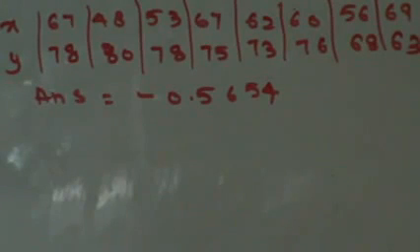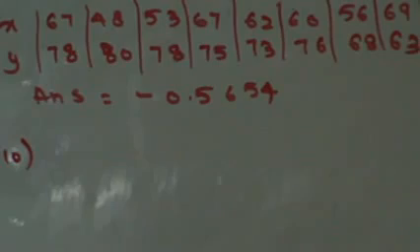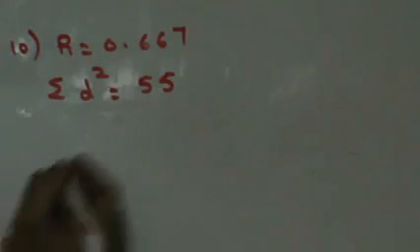Next, let's see this. The rank correlation was found to be 0.667, and the sum of the squares of the differences in the ranks was 55. Find the number of observations.